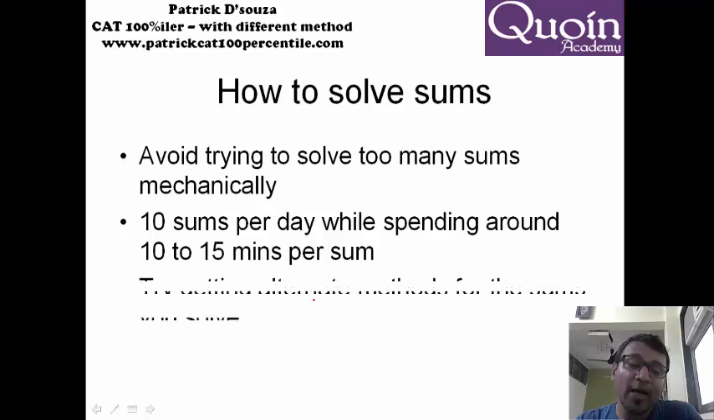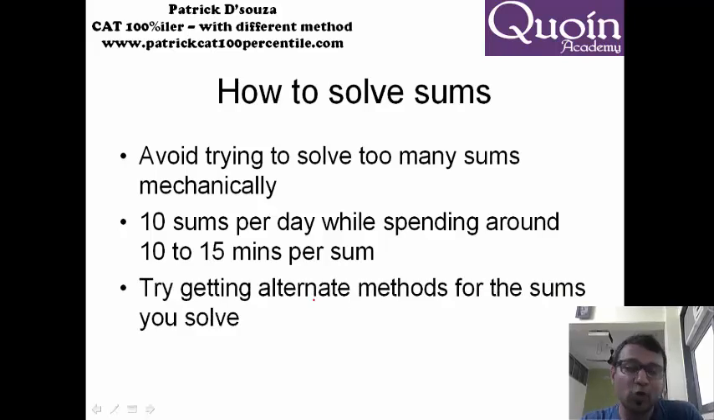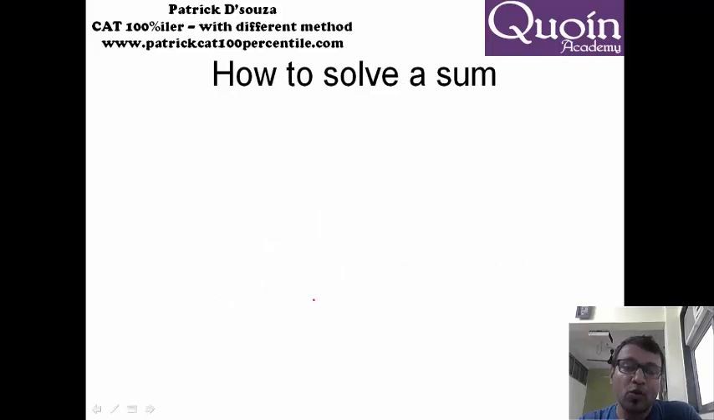The focus should be on trying to get alternate methods for the sum you solve. So let's say I get a particular sum, how do I solve it?